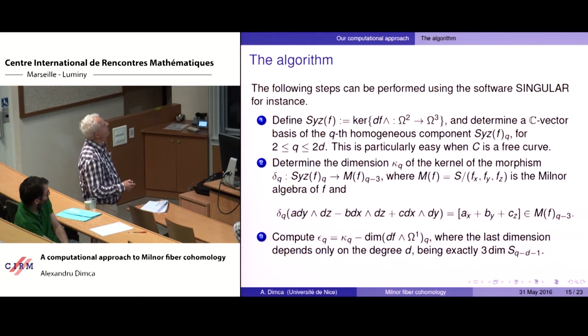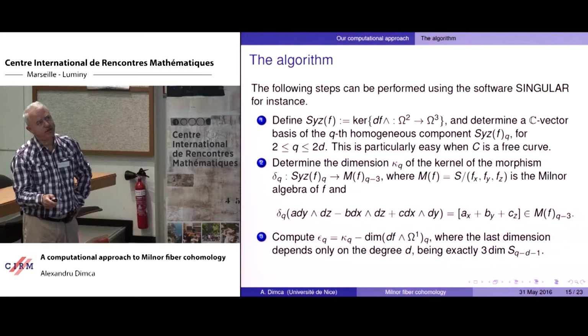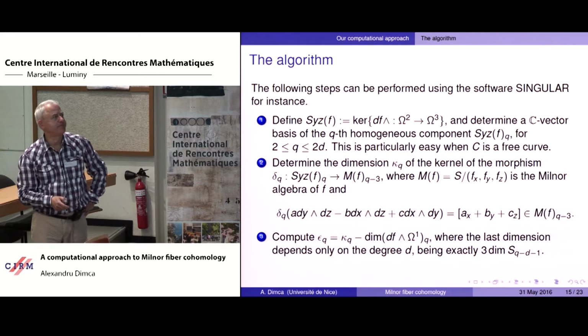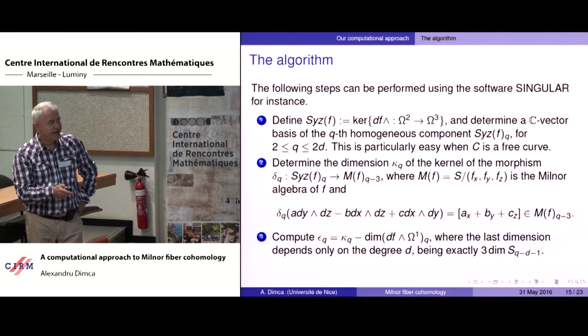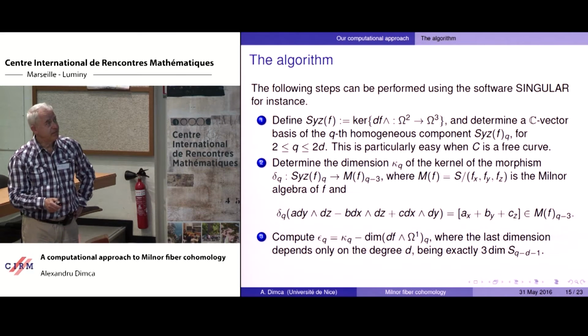And then you have to compute the kernel of this map. This map corresponds to what I said over there about the first differential, D1, because you see it takes such a form to this class, which is exactly the class in the Milnor algebra. If you take the differential of this, it will be this polynomial times the top differential form dx, dy, dz. So essentially this will determine if this is 0 or not.